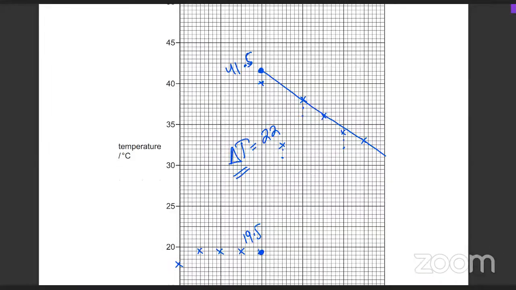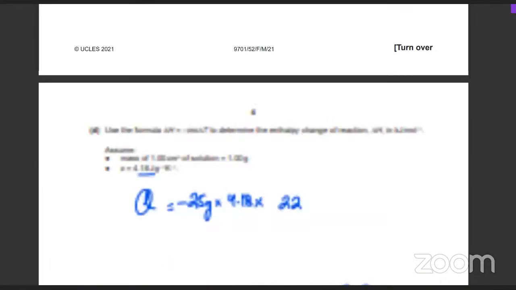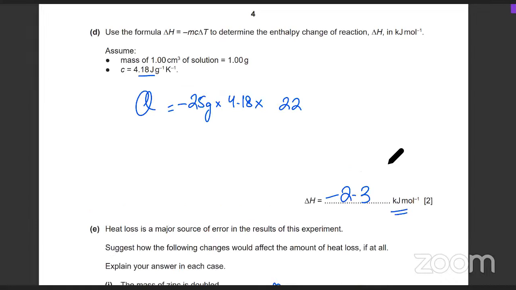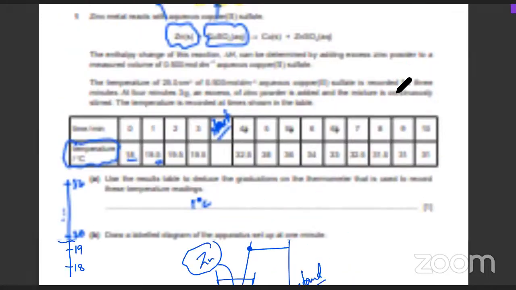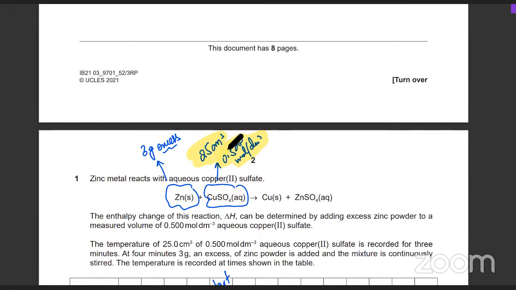We did not read the question fully, this part. He wasn't really looking for this, he's looking for the enthalpy of the reaction. There's nothing wrong with this. We missed a part, which is that enthalpy change is for 1 mole. So we need to actually find out the moles of copper sulfate. How many moles of copper sulfate do we have? What's 25 times 0.5 divided by 1000?